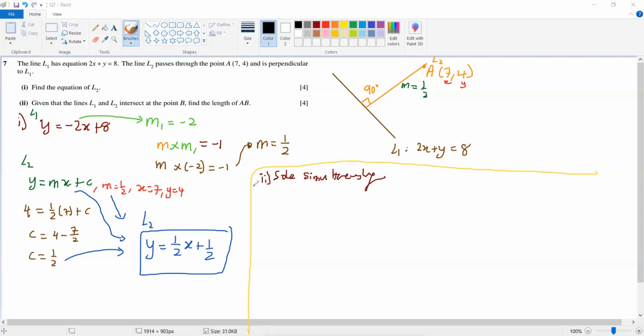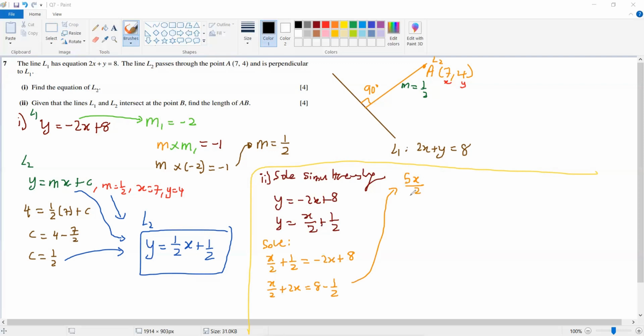So for L1 and L2, we have y equals negative 2x plus 8 from the earlier one, and the second one, y equals x over 2 plus half. So let's equate them and solve. We write x over 2 plus half equals minus 2x plus 8. Bring it over, x over 2 plus 2x equals 8 minus half. When you times 2, 5x over 2 times 2, 5x equals... it's not 7 over 2, this is 8 times 2, 16, minus 1, 15 over 2. So 5x is 15, in other words, and x is 3.